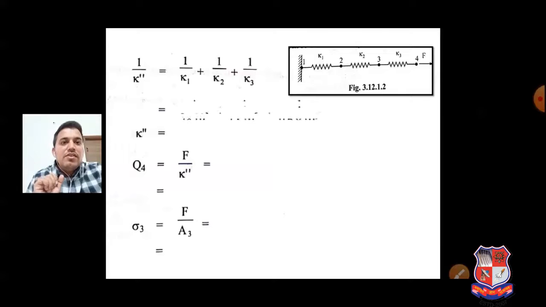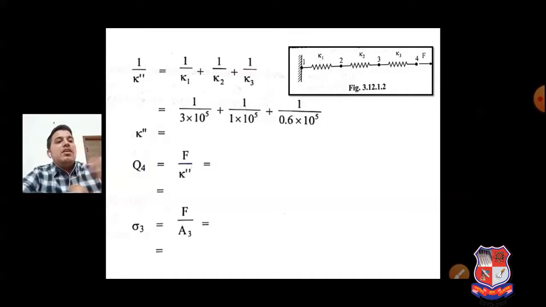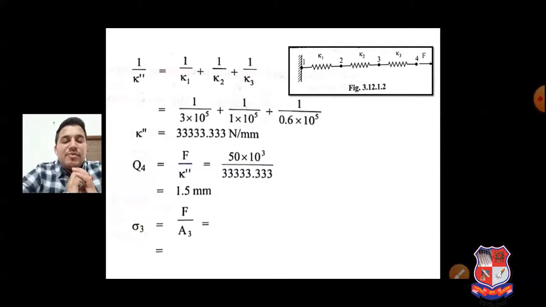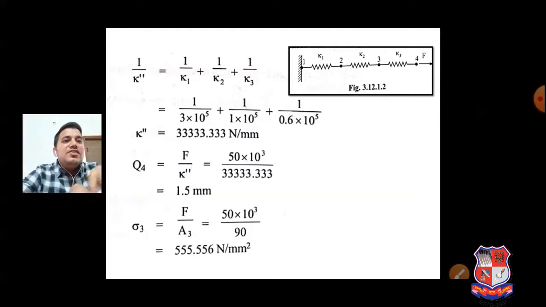So let's see, we put the values of all three stiffnesses and we find K double dash is equal to 33333.333 Newton per mm. Now we put the same value to find Q4, and the final value is 1.5 mm. So here we can find displacements as well as stress individually at node number 2, node number 3 and node number 4.